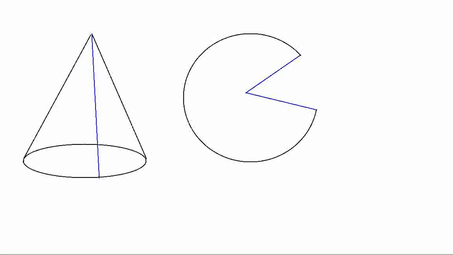So the blue lines on my little Pac-Man picture are where I cut the surface of the cone on the left there. Okay. So if my original cone had a radius r and a height h, let's see if we can finish finding the surface area formula. So let me label here the radius r and height h first.